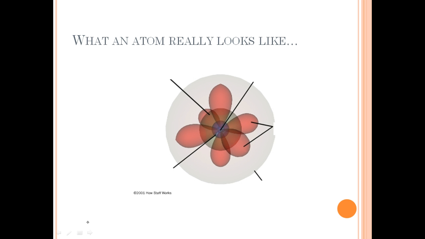Okay, so this is what an atom really looks like. The nucleus is very small. When we draw an atom, we don't even consider the nucleus there. And we draw shapes in which the electrons follow. And so we are going to learn how to do that today.